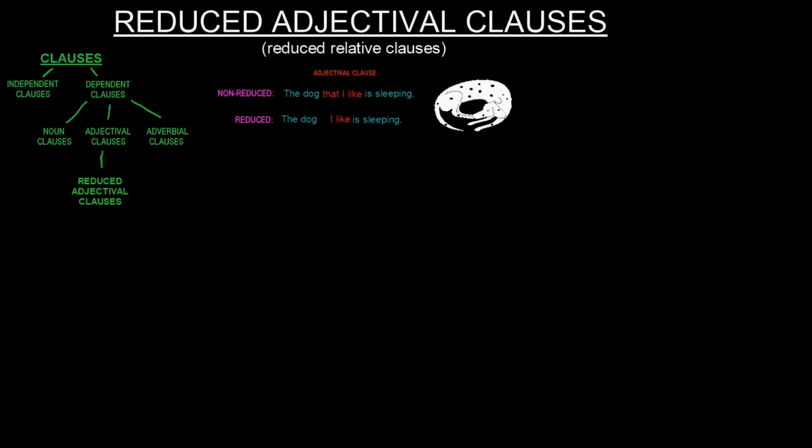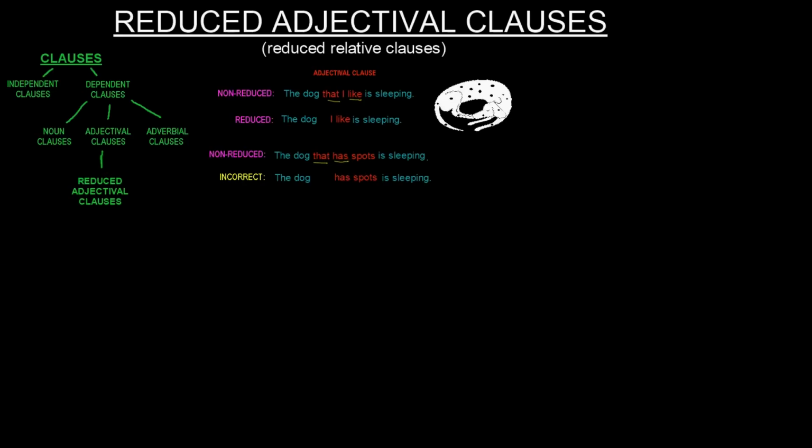Let's look at another example here. The dog that has spots is sleeping, but you cannot remove the relative pronoun that and get the dog has spots is sleeping. That is incorrect. So why is it that in this case you can reduce the clause, but in this case you cannot reduce the clause? The answer has to do with the relationship between the relative pronoun, which in this case is that, and the verb. Well, when I say the verb, I mean the verb in the adjectival clause. In this case here, it's like, and in this case here, it is has.